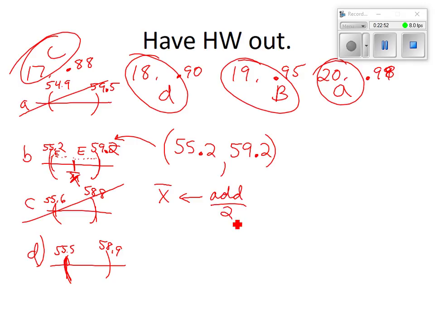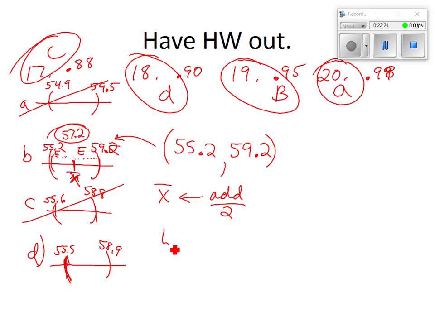Somebody do that for me real quick. What's 55.2 plus 59.2 divided by 2? 57.2. So what's the point estimate, the mean in this case? 57.2. Does that make sense? It's in the middle. Yeah, it should be right in the middle.